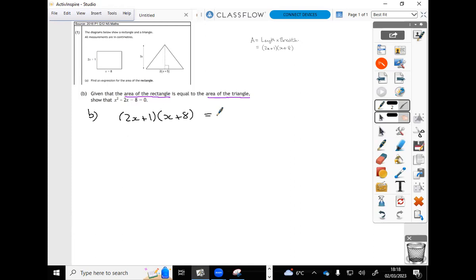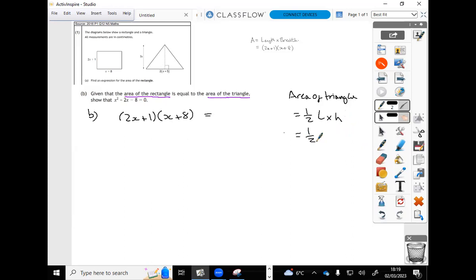We now need an expression for the area of a triangle. The area of a triangle is equal to half of the length times the breadth. That is not given to you. That is something you have to be aware of. We did it right at the start when we were doing shapes. The area of a triangle is half of the length times the height. Say the breadth, same thing.